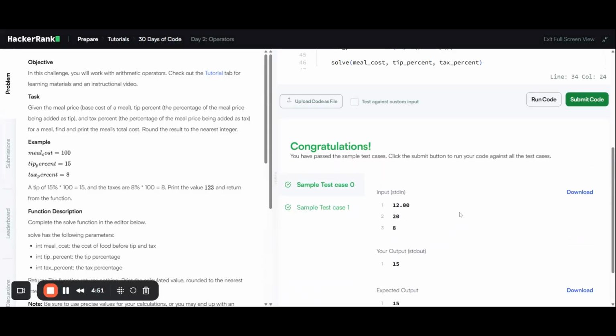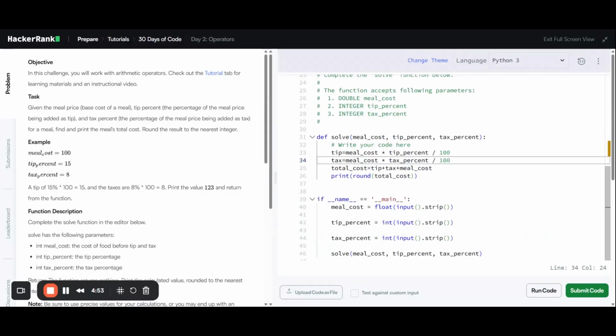Yeah, the problem got solved, and I hope you liked the video and understood what arithmetic operators are and how we round values using round in Python. That is all for today.